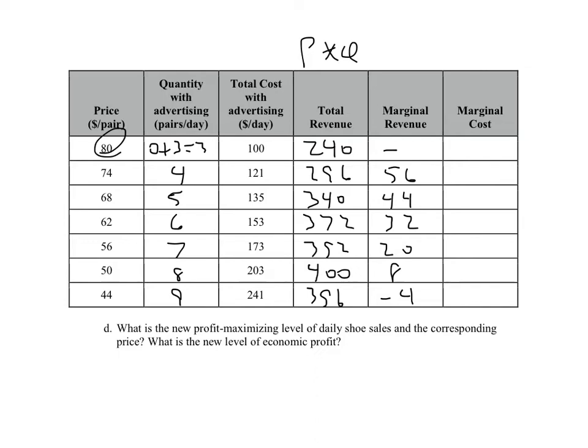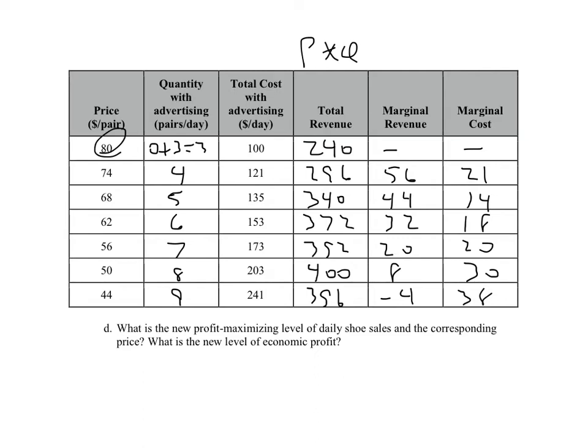And our new cost schedule generates a new marginal cost. Marginal cost, change in total cost from 100 to 121. Difference is 21, 14, 18, 20, 30, and 38.